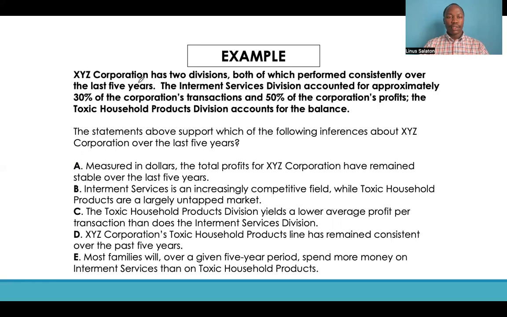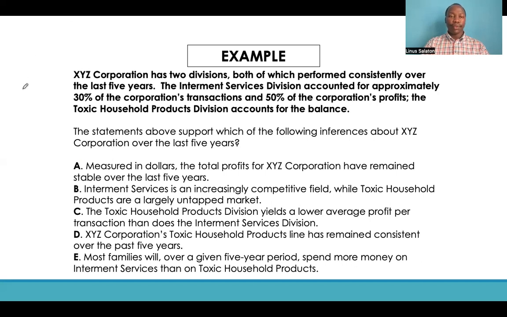So our question reads: XYZ Corporation has 2 divisions, both of which performed consistently over the last 5 years. The Interment Services Division accounted for approximately 30% of the corporation's transactions and 50% of the corporation's profits. The Toxic Household Products Division accounts for the balance.